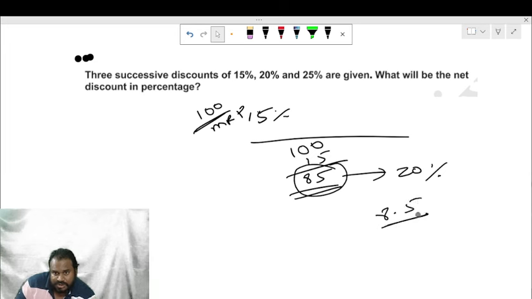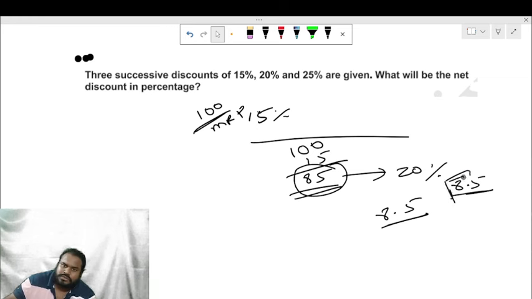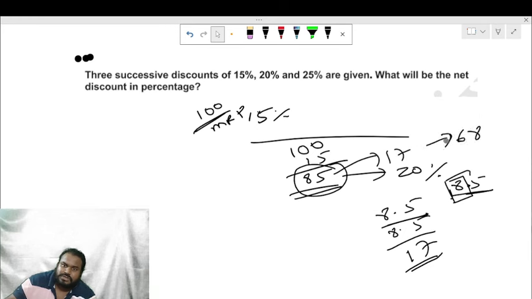8.5 is 10%. Why? Because if you put a point here, it becomes 8.5. So 8.5 is 10%, and 20% is one more 8.5, so it will be 17. So I deduct 17 from it. 85 minus 17 will be 68. So after the 15% discount it was 85, and after 20% on 85, it was 68.